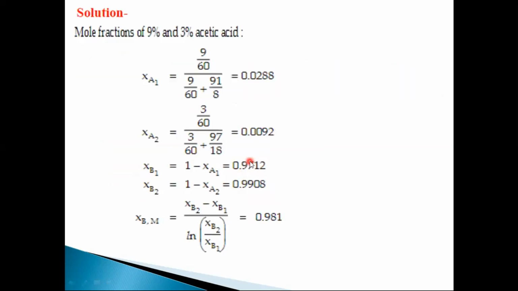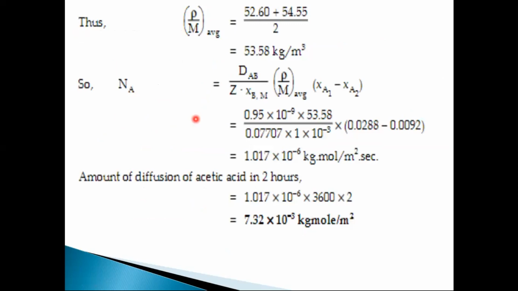Now we have to calculate. This is the final equation for this case: NA is equal to DAB divided by Z XBM into rho by M average, XA1 minus XA2. What is required to solve this equation? That is XA1, XA2, rho by M average, and XBM. We have to calculate all these values and put them in this equation. Before that, we should know what XA1, XA2 and rho by M average are.